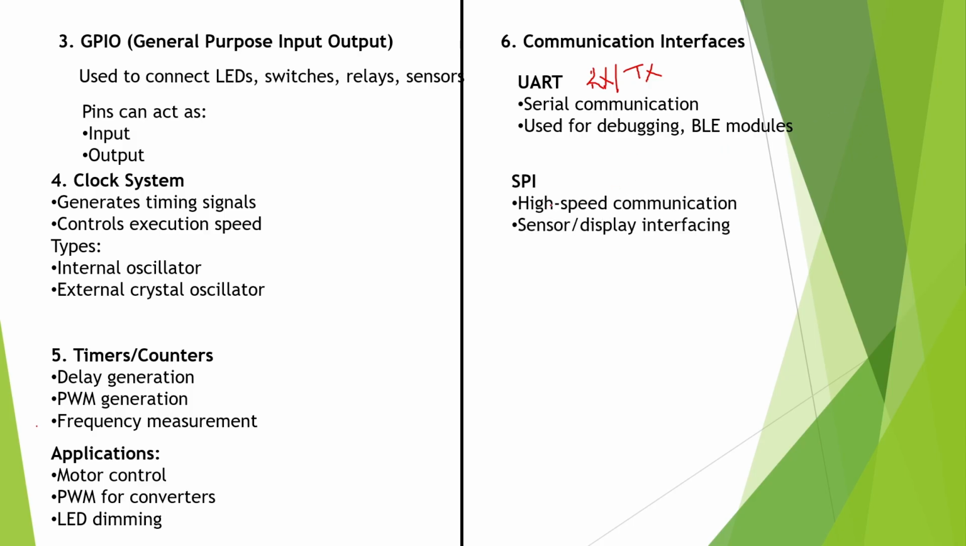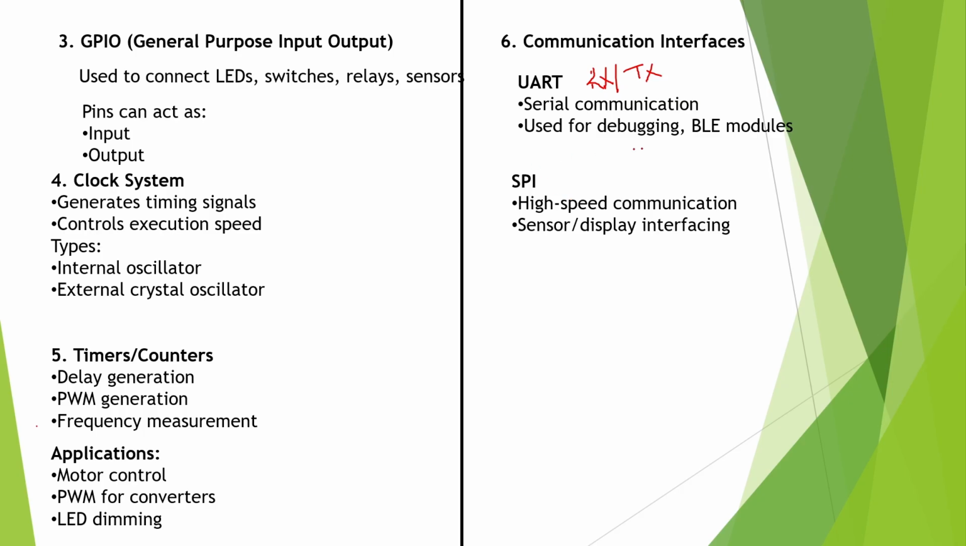The other communication protocol is SPI. It is a high speed communication protocol used for sensor and display interfaces. Got it? So this all depends on your application, your simplicity, and time consumption.